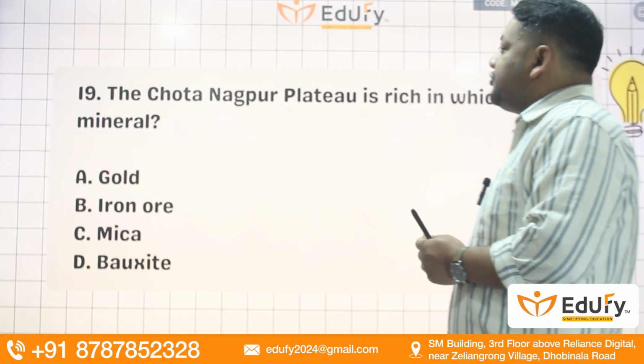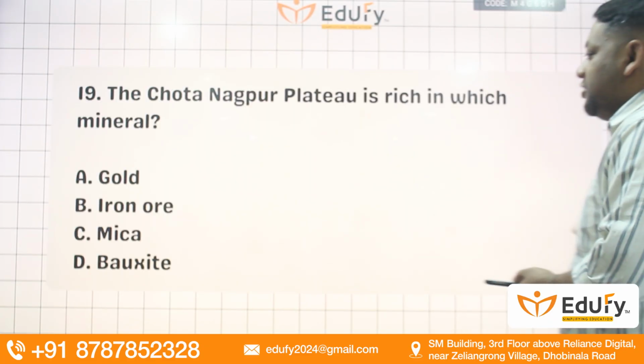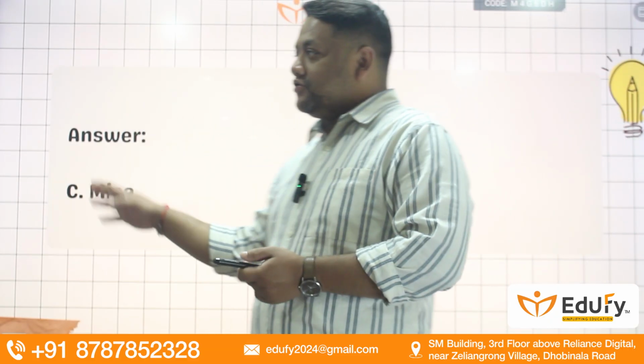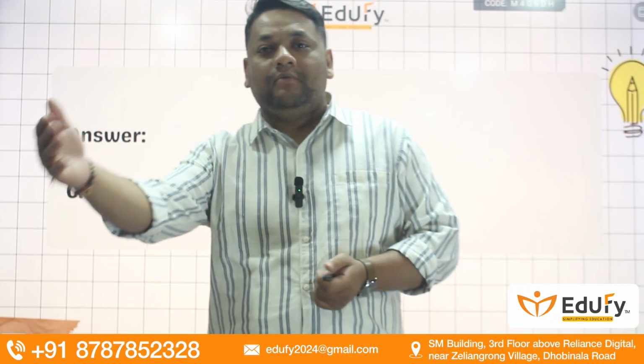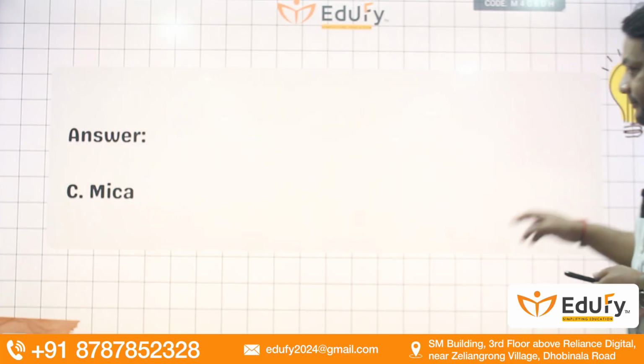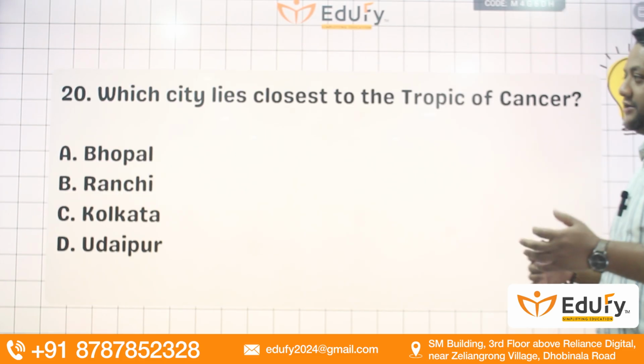Next question. The Chota Nagpur Plateau is rich in which mineral? Gold, iron, mica, bauxite. So remember, mica is one of the highest metals found in the Chota Nagpur Plateau. It extends from Jharkhand till the upper part of Chhattisgarh. So mica is one of them. All right. Not only coal. Coal is mainly the primary source of mineral, but mica is also there.